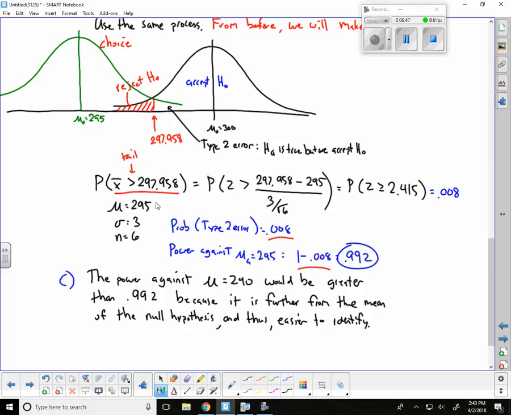But if the difference is only 1 unit, it's a weak test. It only has a 20% power, or 80% of the time we're going to miss that difference. And so part C is just bringing that out. If we were to have a difference of 10 units, now we're talking about almost double the number of standard deviations. The power would be much greater than 0.992 because it's further from the mean. And so the further the mean of the alternative is from the null hypothesis, it's much, much easier to identify.